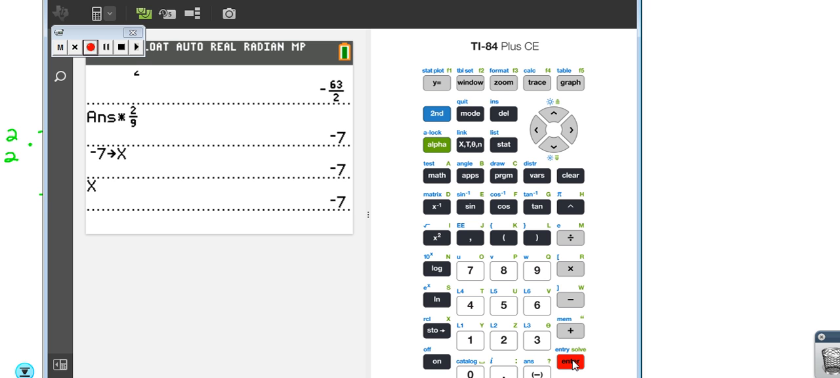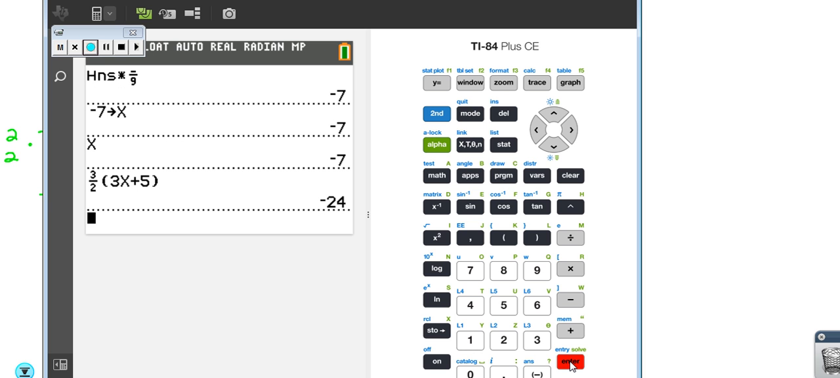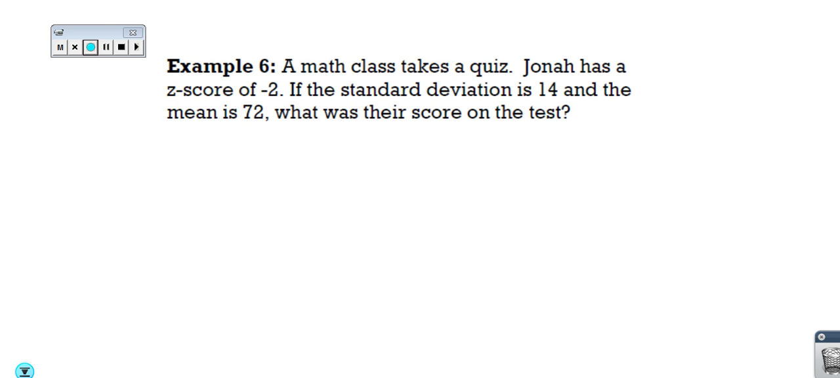So going back to our original equation, we had 3 halves. So 3 halves, then we had a parenthesis, then we had 3x, so I'm going to type in exactly 3x plus 5, and the calculator is going to do all the order of operations for me. So it does look like our answer checks out. We should get negative 24 when we plug in, and we do.